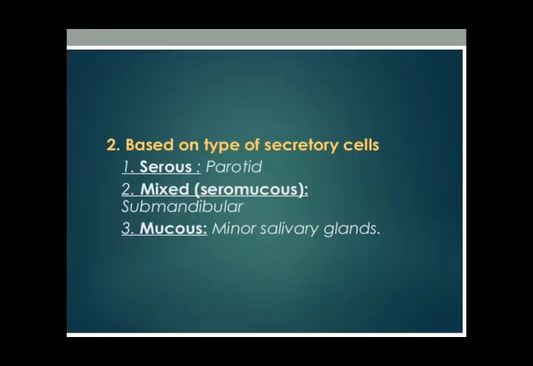Based on type of secretory cells. Types of salivary glands based on type of secretory cells: number one is serous, for example the parotid gland. Next is mucous, and mixed, the submandibular gland, which will have both serous and mucous combined. And third is mucous, which includes the minor salivary glands.